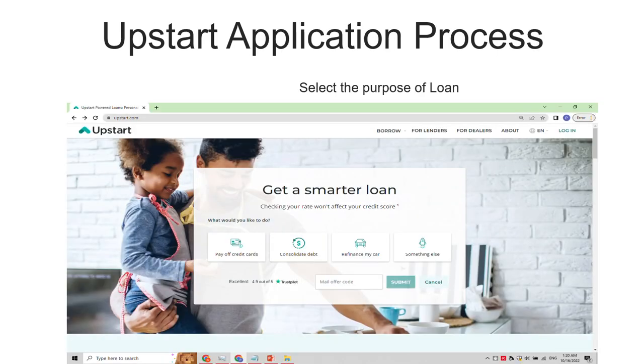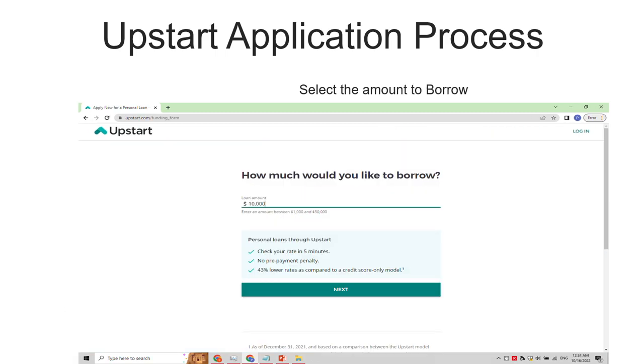Let's look at the Upstart application process for securing a loan. Initially, we just have to go to upstart.com and select the purpose of the loan, whether it is for paying off credit cards, for consolidating debt, or for something else. Once we select the appropriate category, it asks for the amount to borrow. The minimum borrowing amount is $1,000 and the maximum amount is $50,000. So we'll just go with some sample amount.